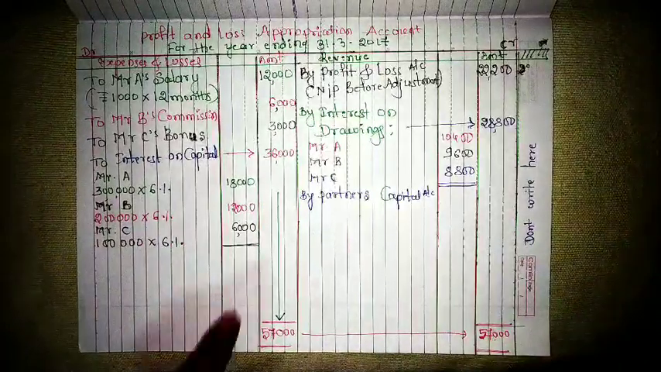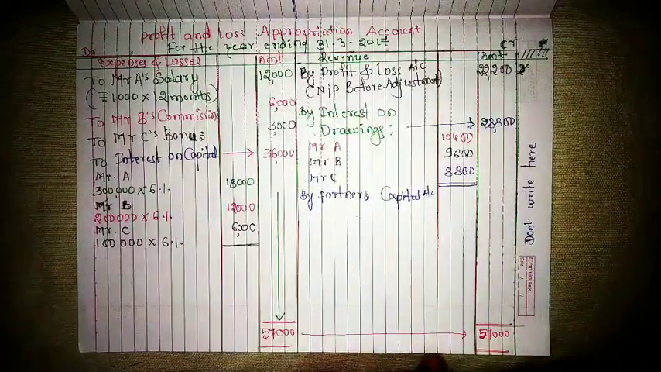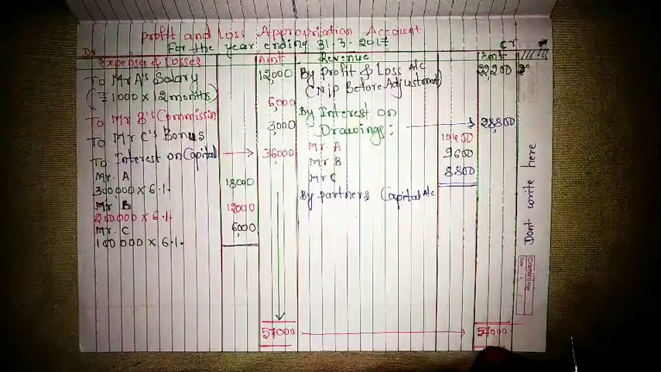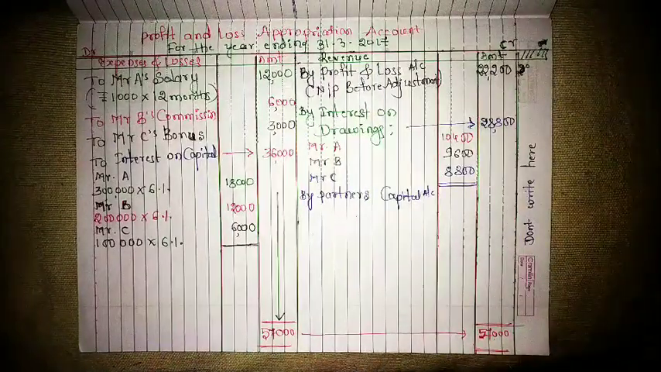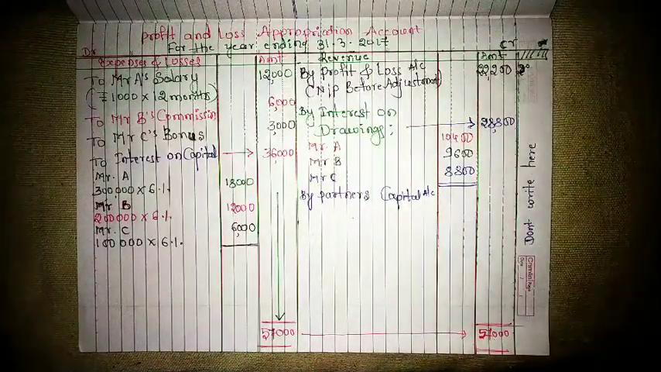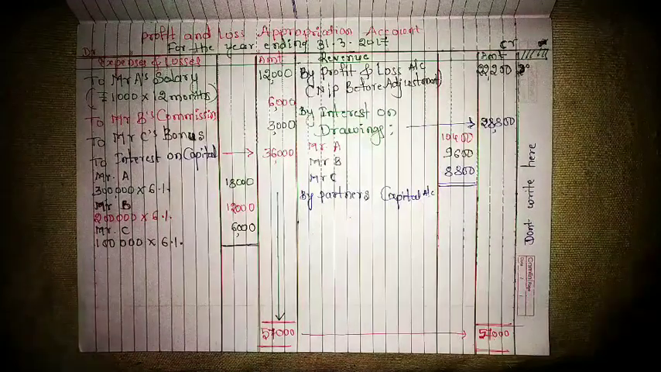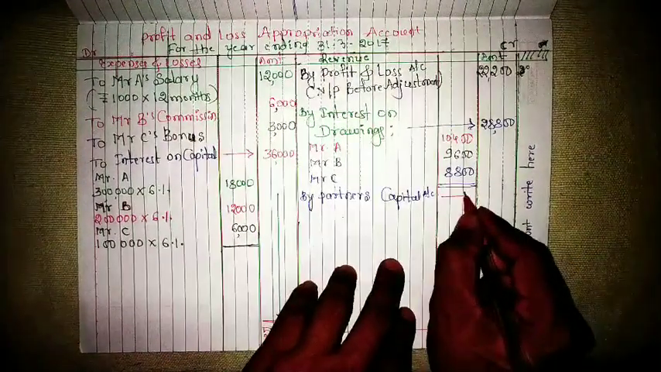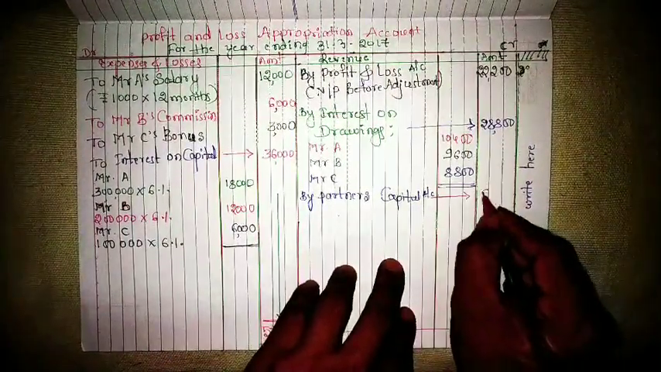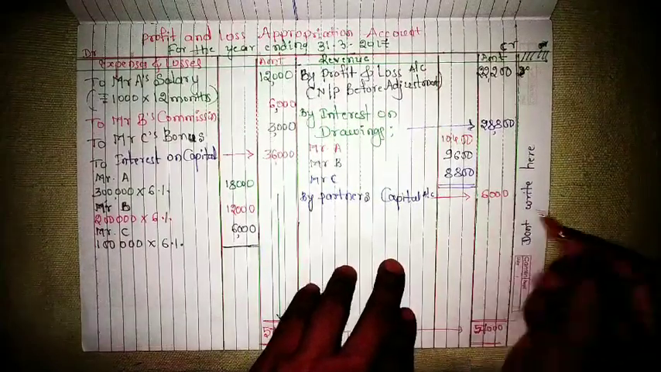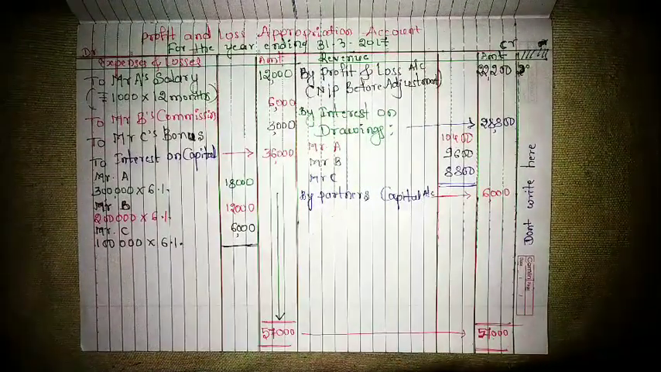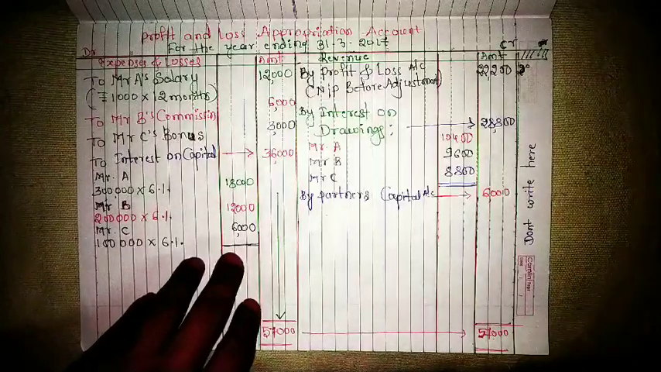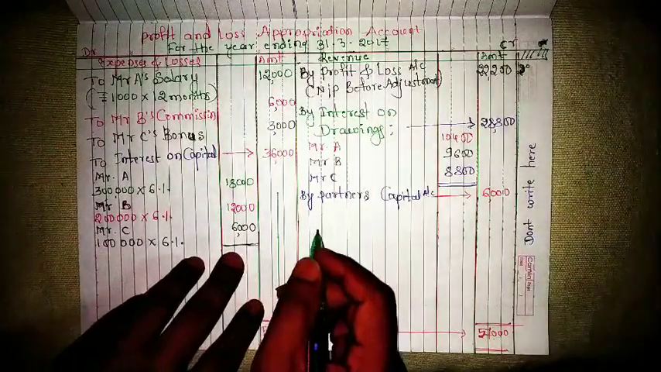Okay, write this 57,000. Write that 57,000 on the credit side. 57,000 minus 22,200 minus 28,800. The difference is 6,000. 6,000 is a loss. Right here 6,000. 6,000 is the total loss. We have to distribute this loss among the partners.